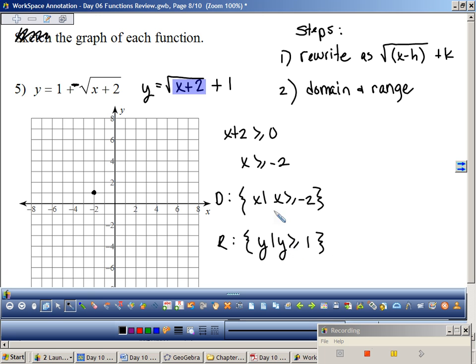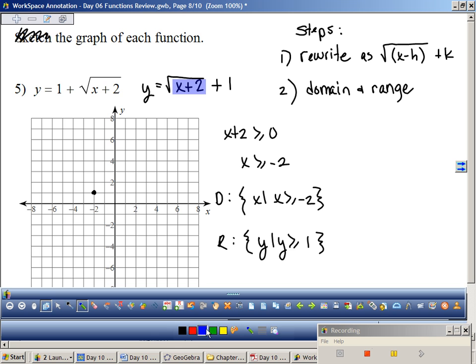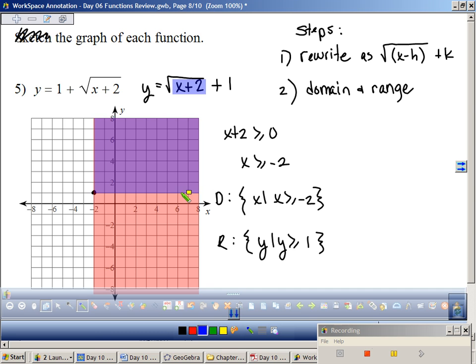So you don't have to worry about it being less than unless you've got a negative sign. Makes sense, right? Less than means negative sign. Okay, so I'm going to go ahead and shade these too. So the domain would be everything to the right of that dot right there, correct? And my range would be everything above it. So that means my graph's got to be in there. That helps you with graphing, right?